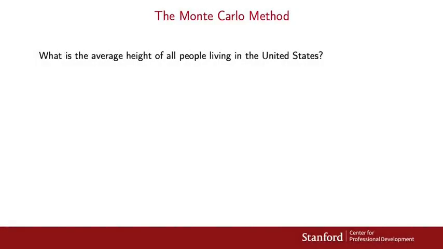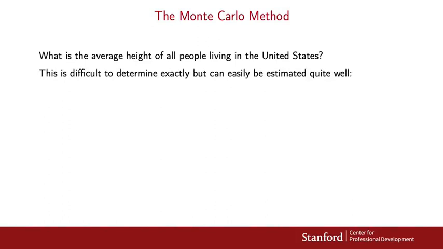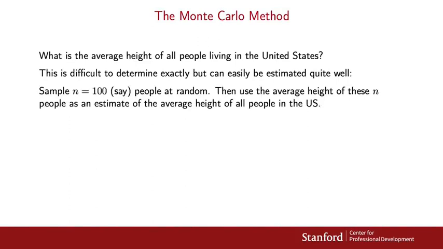Let's look at a simple example to see what the famous Monte Carlo method does. What's the average height of all people living in the United States? Well, this is impossible to determine exactly because we would have to measure the heights of all people in the United States. But we've already seen that we can actually estimate that average quite well. All we do is simply take a sample of size 100, and then we use the average height of that sample as an estimate of the average height of all the people.